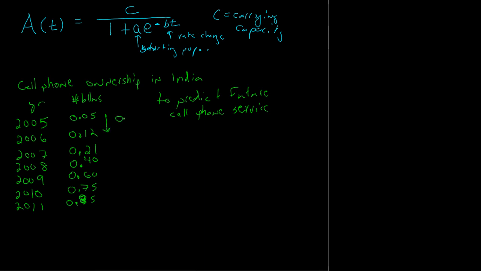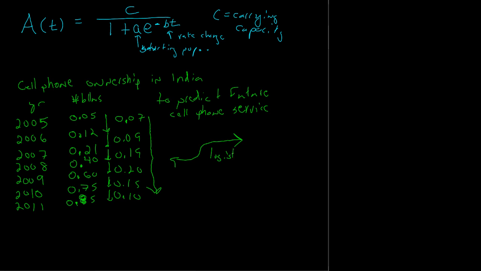And so let's look at our data. This jumps by 0.07. This jumps by 0.09. This jumps by 0.19. 0.20. 0.15. And 0.1. So notice the amount that I'm gaining speeds up and then slows down. And so this is a logistic model.